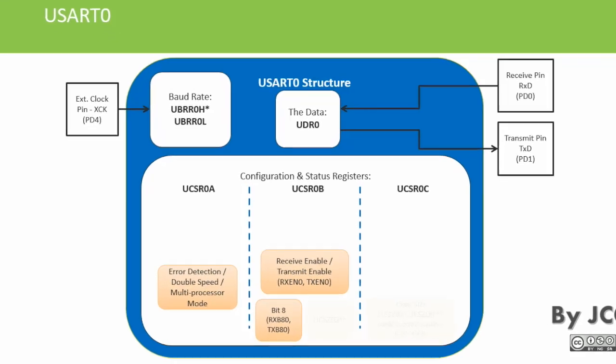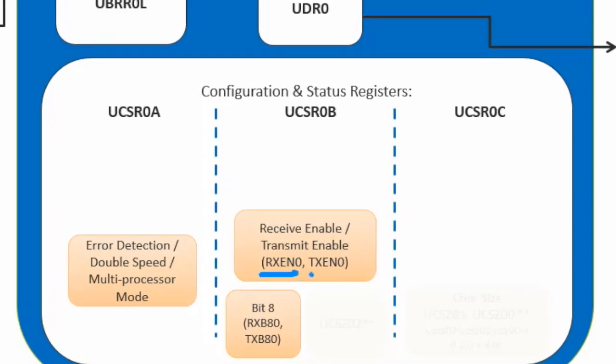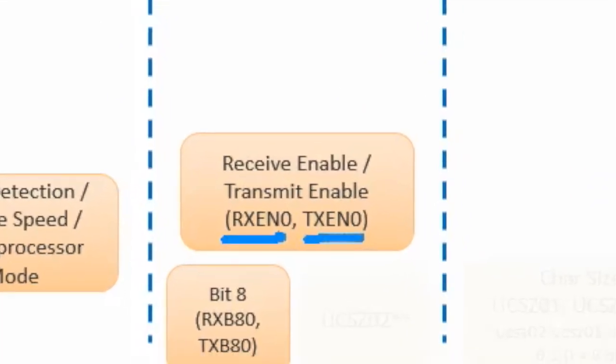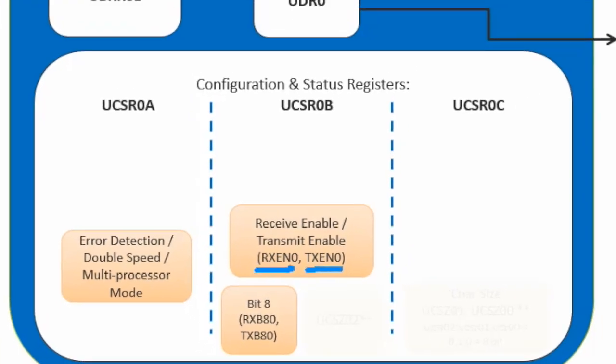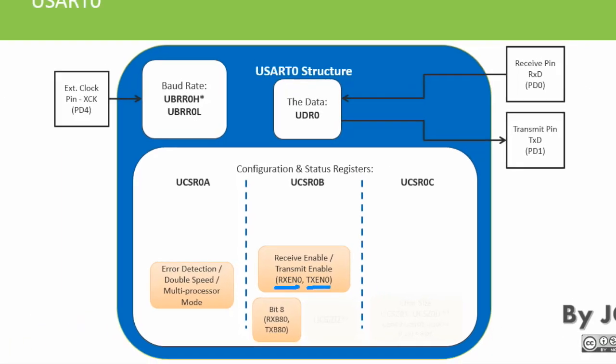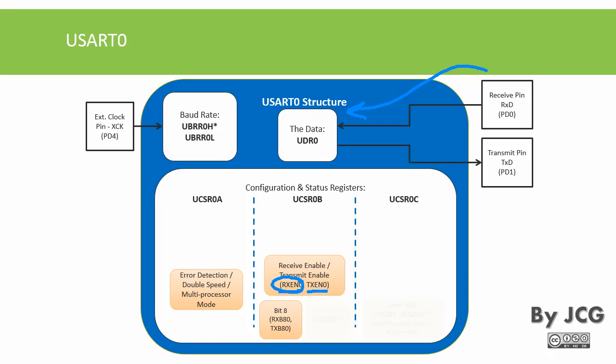This is very important because if you do not enable these 2 particular bits, even if you say you want to receive information and you start receiving information, the microcontroller is going to ignore what you are receiving. At the same time, if you say you want to send information, but you do not enable this, even if you write to UDR0, the information is not going to be sent. So these are two very important bits that you need to remember.